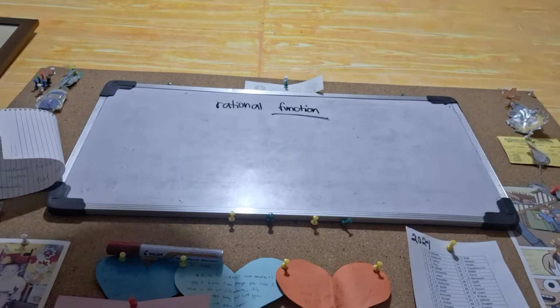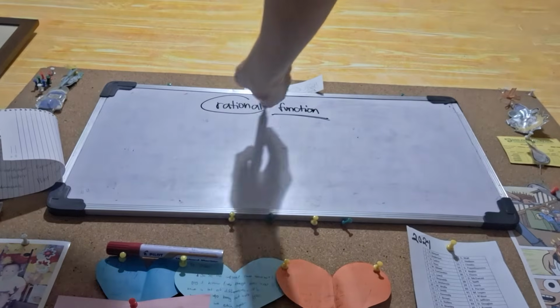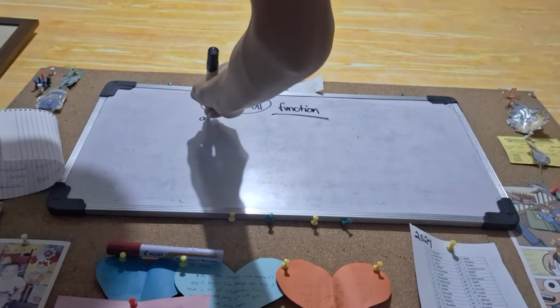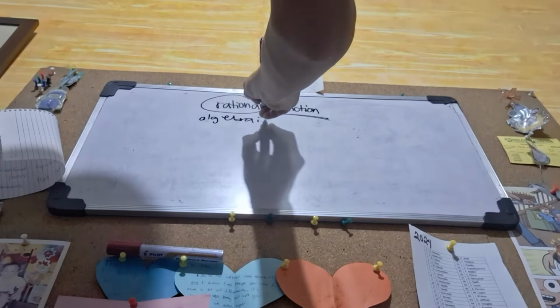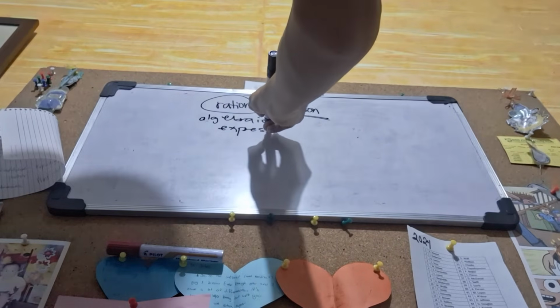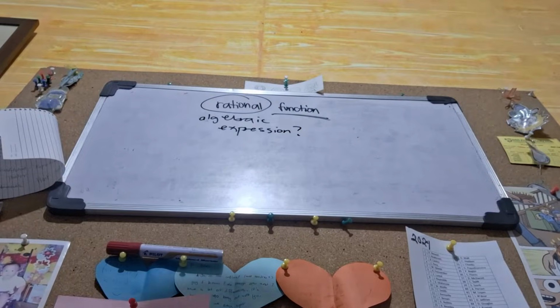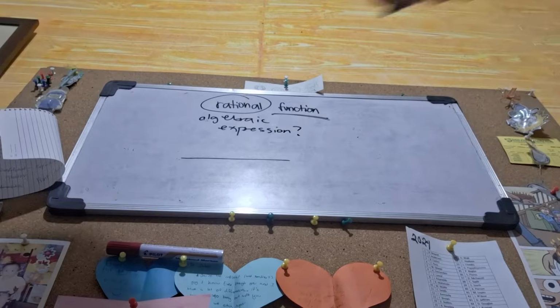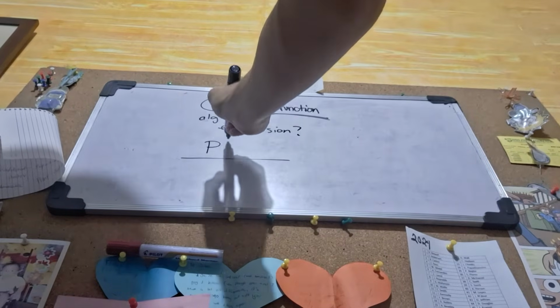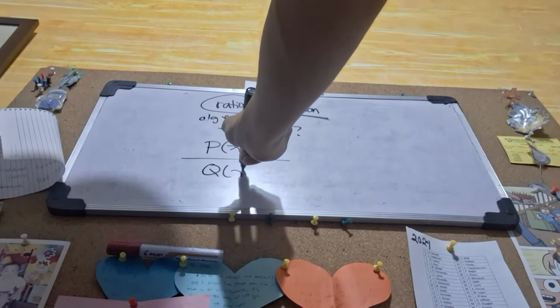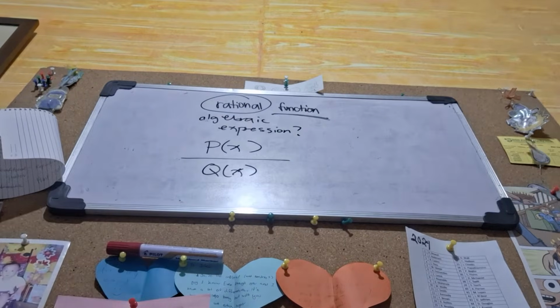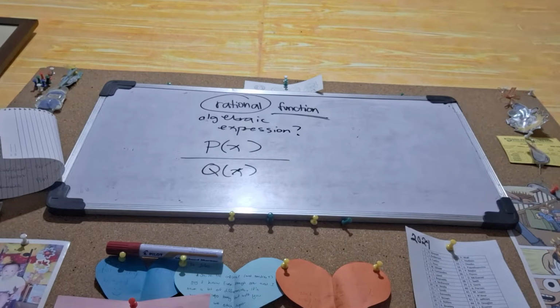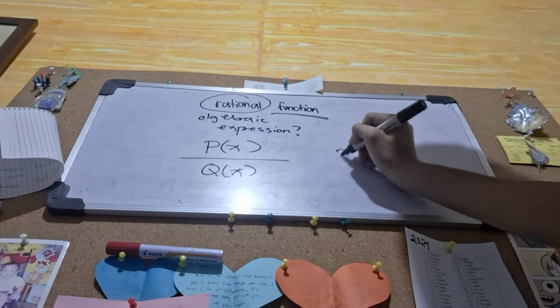So what exactly is a rational function? Well, it's a function. That's it. It's a function with a rational algebraic expression. But what is a rational algebraic expression? Well, in the simplest terms, a rational algebraic expression is basically just a fraction with polynomials. This is the definition, but for those who need an even more visual clue, it's going to look a little bit like this.